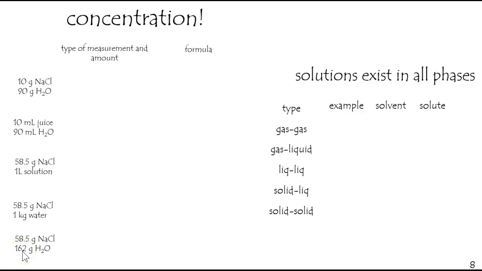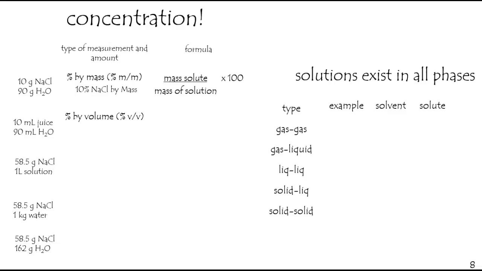Concentration of a solution can be measured in various ways. If you have 10 grams of sodium chloride and 90 grams of water, that is a 10% solution by mass. Reason? We define it as the mass of the solute, that's 10 grams of the salt, not divided by the mass of water, but divided by the mass of the solution, which is the whole enchilada, 90 plus 10. So therefore 10 over 100 times 100 is a 10% salt solution.